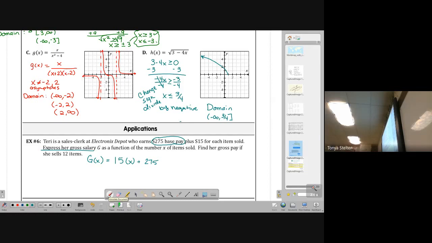Second part is how much money did she make if she sold 12 items. So plug 12 in for X, just like the problems we did yesterday. Plug it in, and she makes $455.